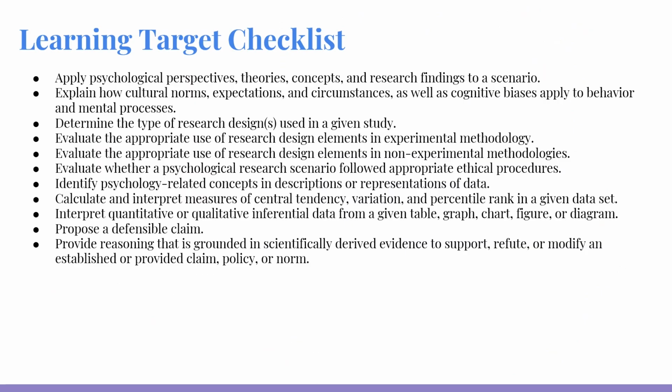Some of the learning target goals that we're going to be going over for today: we're going to be looking at applying some psychological perspectives, theories, concepts, and research findings to a scenario. We're going to try to explain how cultural norms, expectations, and circumstances, as well as cognitive biases, apply to behavior. And then we're going to identify psychology-related concepts in descriptions or representations of data. We're going to be able to calculate and interpret these measures of central tendency, variation, and percentile rank in a given data set.